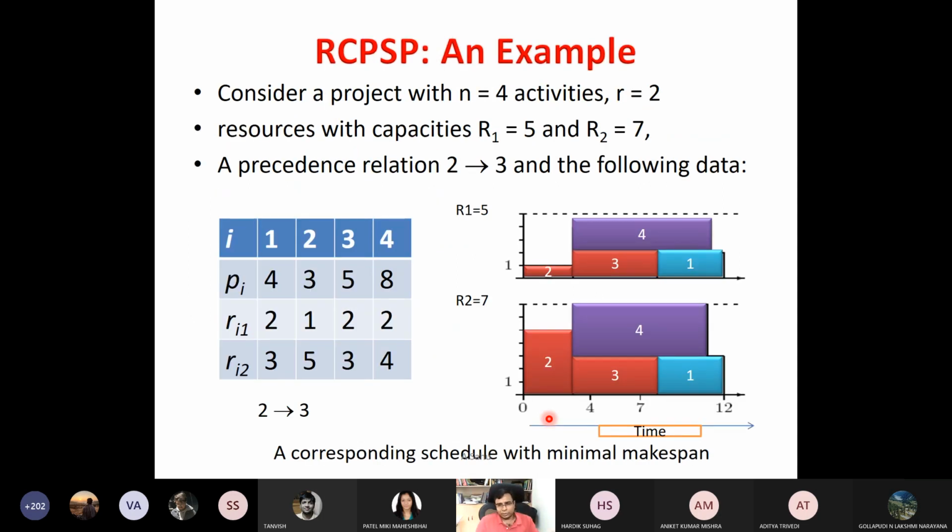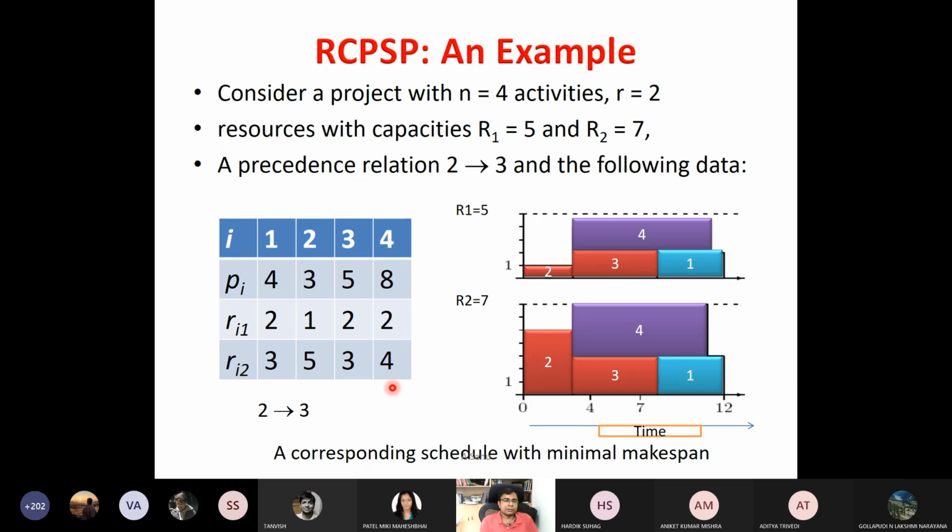This is a very simplistic example. Consider a project with n equal to 4 and r equal to 2. How many resources? Two resources, with capacity 5 for R1 and capacity 7 for R2. And there is a precedence relation from 2 to 3. Here are the tasks 1, 2, 3, 4, and this is the pi. PI is the execution time of this task, and this is ri1 and ri2.